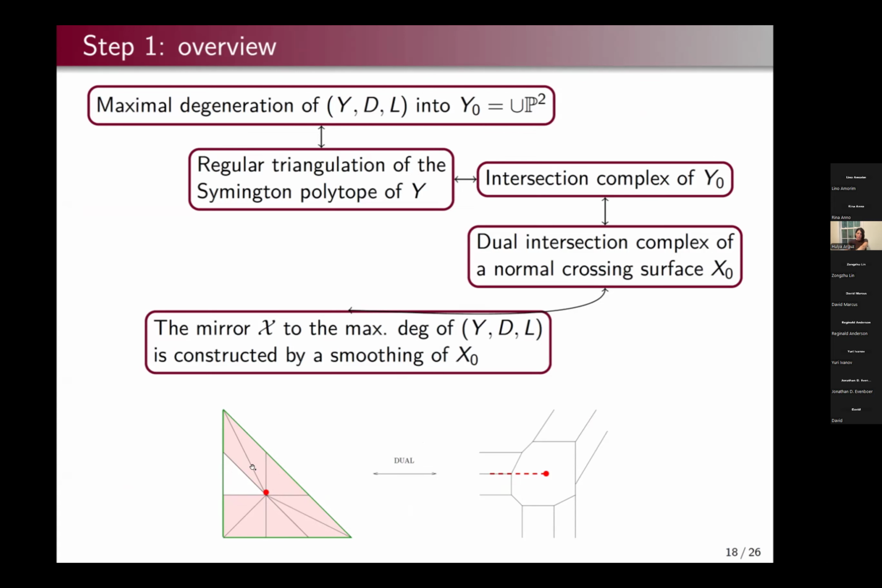And following ideas of intrinsic mirror symmetry due to Gross-Siebert, we want to view this intersection complex of our original degeneration as the dual intersection complex of the mirror we want to construct. So we want to view this as the dual intersection complex of a normal crossing surface, X0, and then we will describe the mirror as a smoothing of this normal crossing surface.